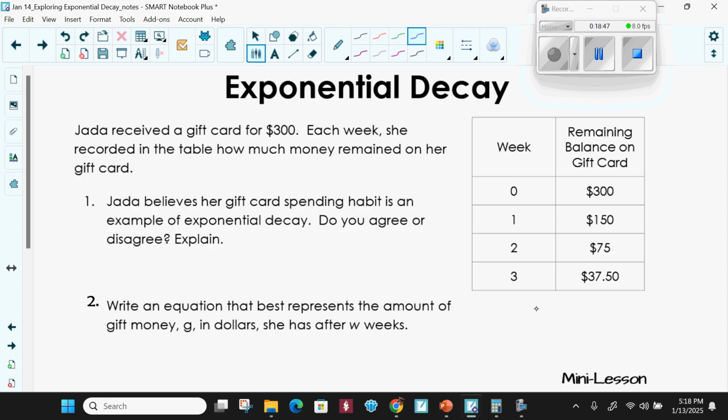Okay, so she says that her spending is an example of exponential decay. Do you agree with that? Well, if you look at the numbers, they're going down. So I would say, yes, I agree. Yes, because for the explanation, the balance is decreasing.